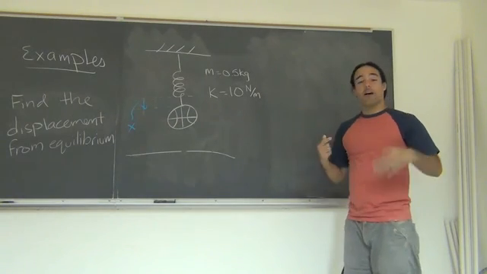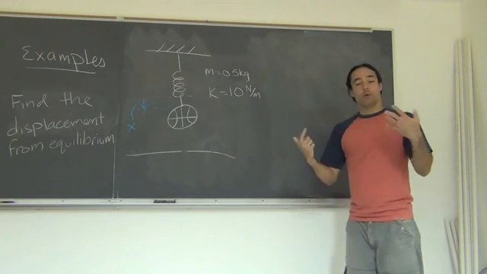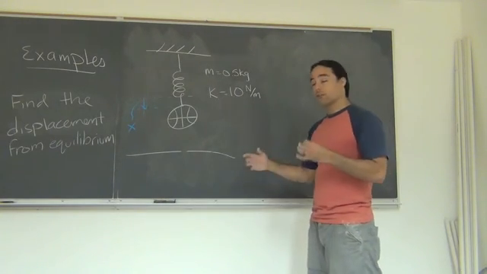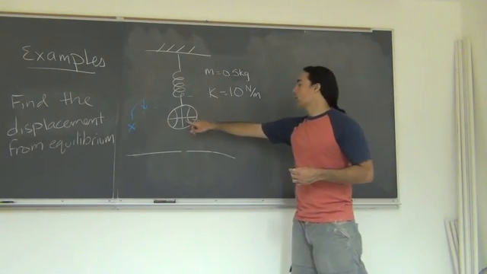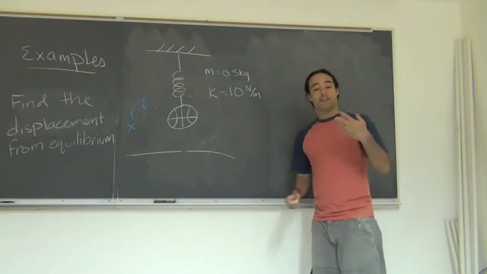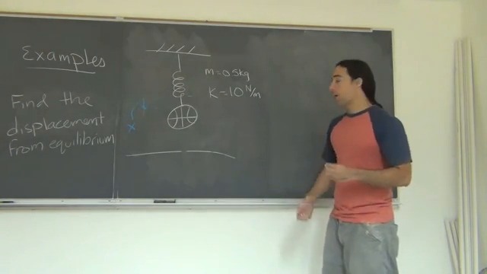So I know my basketball has a mass of half a kilogram. We're going to say our spring constant is 10 newtons per meter. That's how stiff the spring is. And I want to know how far that x is pulling it down. So I've drawn my picture. The next step is to make a free body diagram.